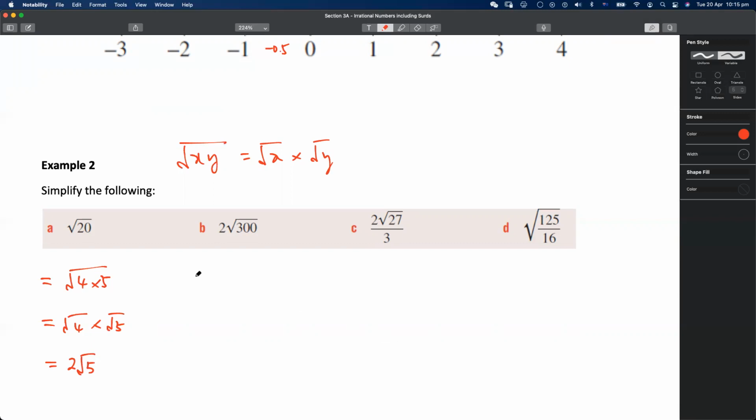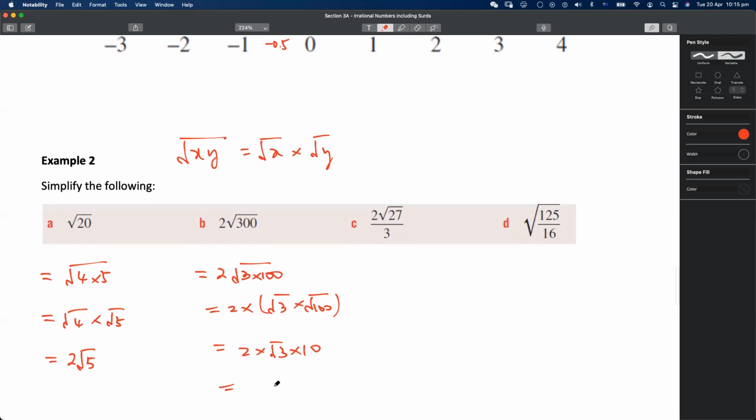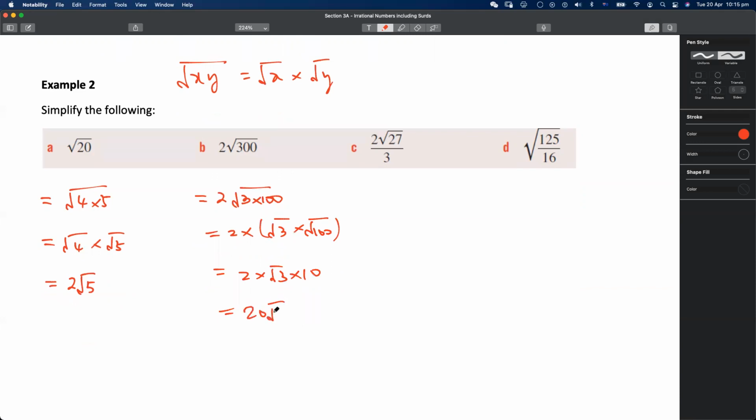All right, next one. 2 times root 300. 300 is like 3 times 100, okay? This is 2 root 300, so there's a multiplication sign here that has been omitted. So root 3 times root 100, okay? Split it. So 2 times root 3, and the root 100 is just 10, because 100 is a perfect square. So 20 root 3. 2 times 10 is 20. 20 times root 3. I don't need to show the multiplication sign. 20 root 3. Next one.